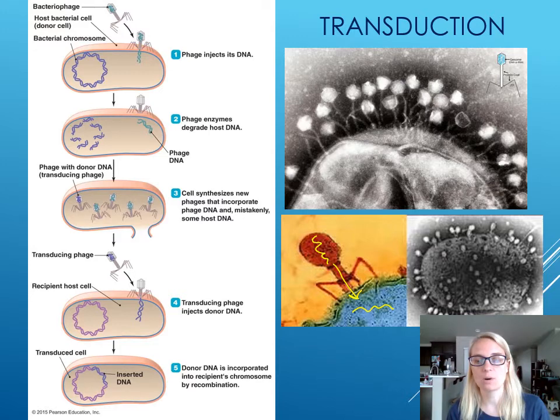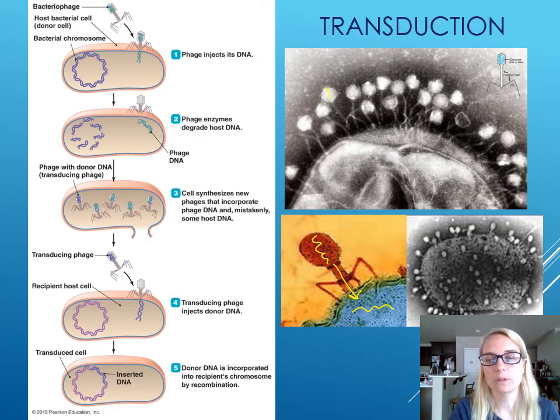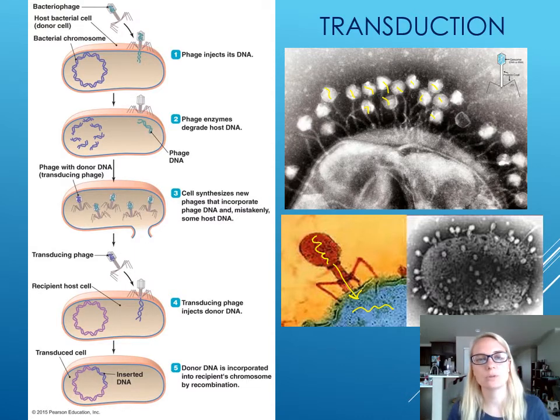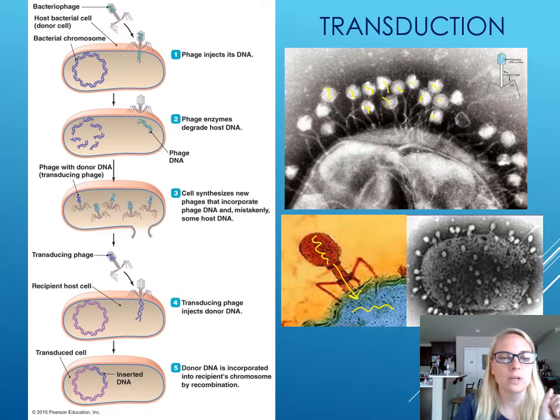New viruses are made with all of their own little copies of the viral DNA inside. It kills the cell, and now all the viruses burst out and go off and infect other bacteria. So that's how a normal viral infection works. We're going to see that in chapter 13 more specifically. In transduction, a little mistake takes place. So here's step one. We have our step one and step two.